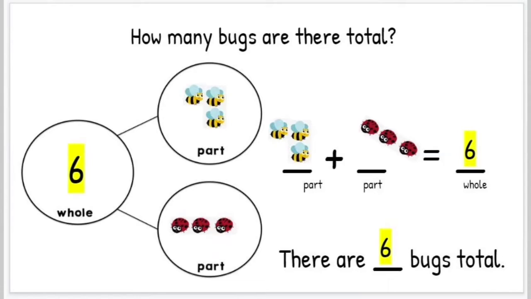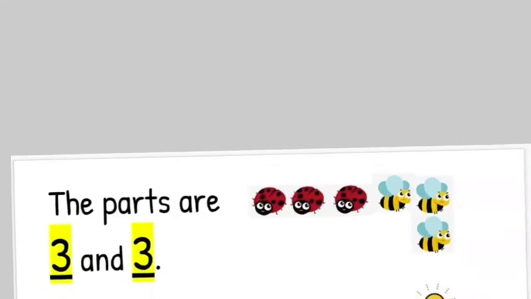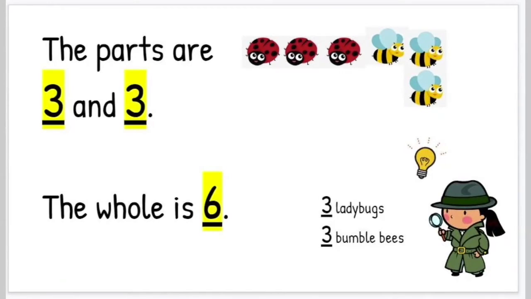Is that what you found? There are 6 bugs total. Here's another way to look at that. The parts are 3 and 3. The whole amount is 6.